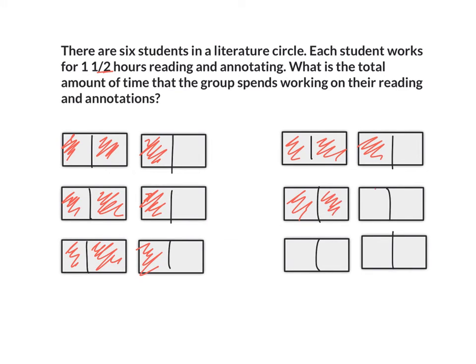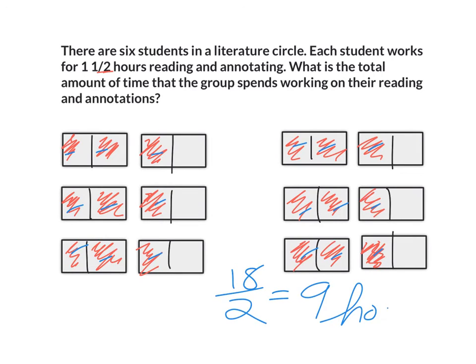And here are my 6 students, and I'm doing it for all 6 sets of bars, even though each student needed 2 bars to represent 3 halves. So what I can do now is figure out, well, I divided all my bars into halves. How many halves do I have shaded in? 1, 2, 3, 4, 5, 6, 7, 8, 9, 10, 11, 12, 13, 14, 15, 16, 17, 18. I have 18 halves shaded in. Well, 18 half hours is equal to 9 hours.